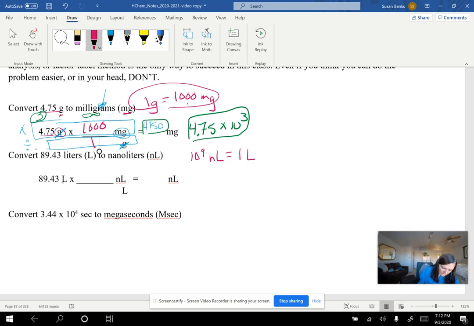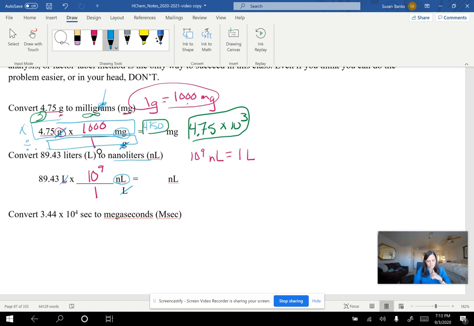Now I'm starting off with liters, so I want liters to disappear in the next step. So that means it needs to go on the opposite side, which for this is the bottom. So I'm going to put 1 liter on the bottom, and I'm going to put a billion, or 10 to the 9th nanoliters on top. Notice that cancels out my unit of liters, and I am left with the unit of nanoliters, which is what I want.